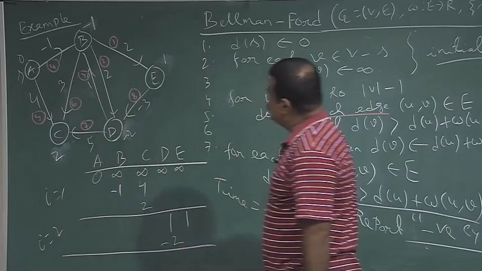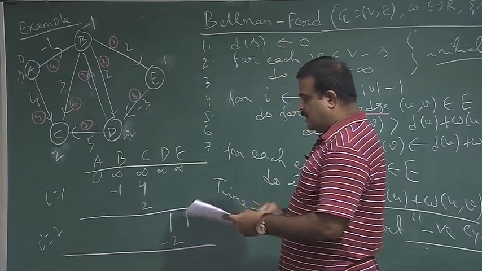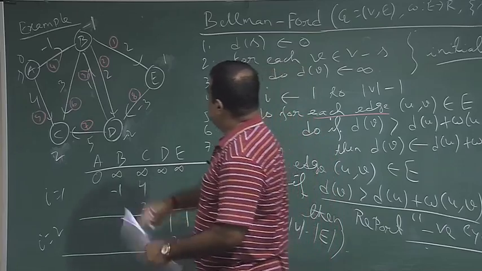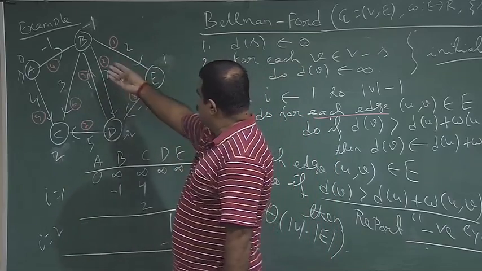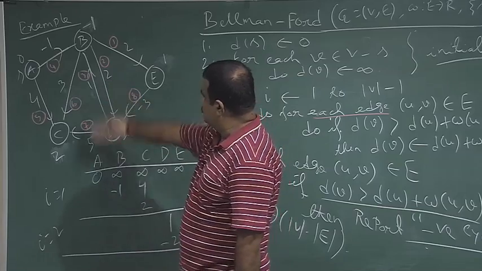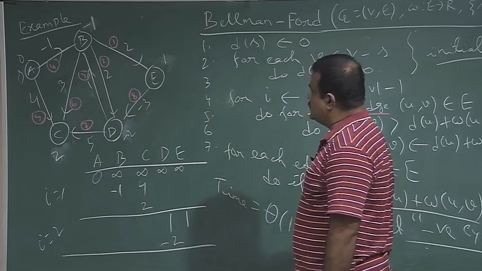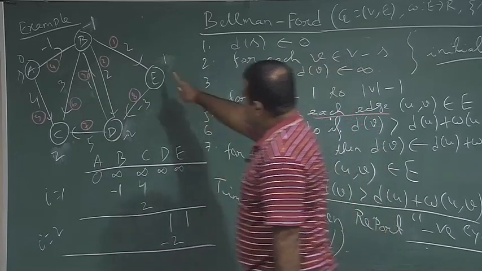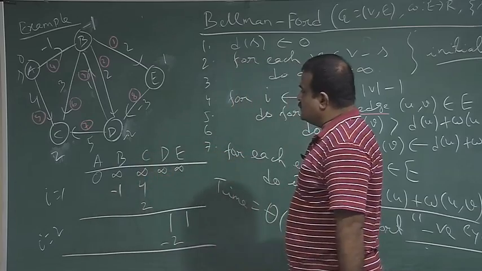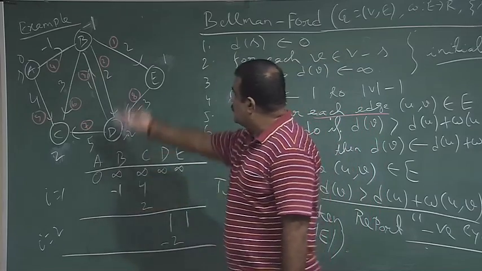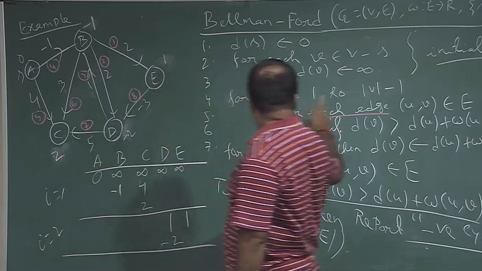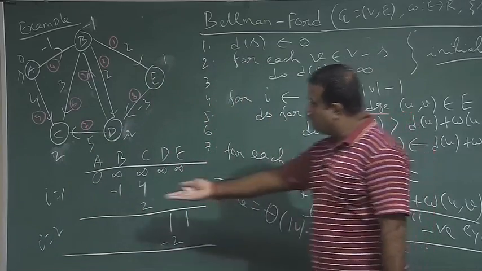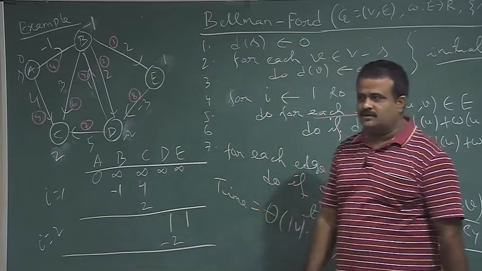Now for i equal to 3, again we follow the same path. For edge 1 there is no change, 2 there is no change, 3 there is no change. So that is it. These are basically the deltas. So it is converging. What is the number of vertices? The number of vertices is 1, 2, 3, 4, 5. So we are doing this up to 4 times. Even for i equal to 2 times, it is converging.